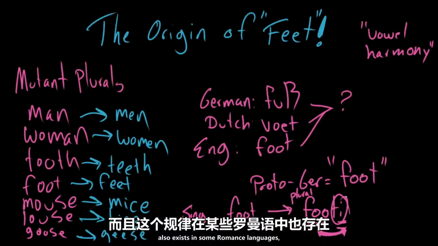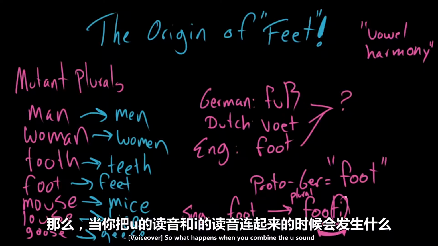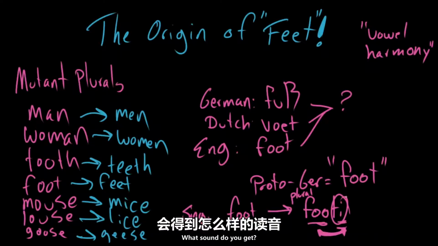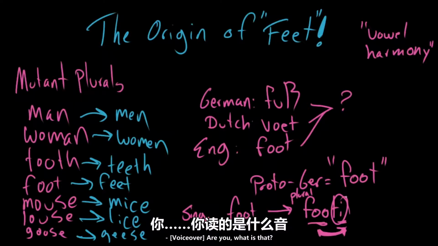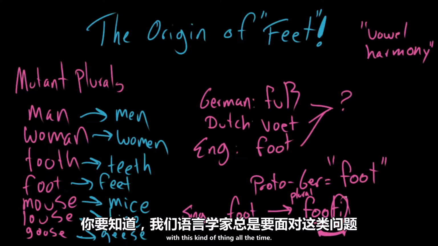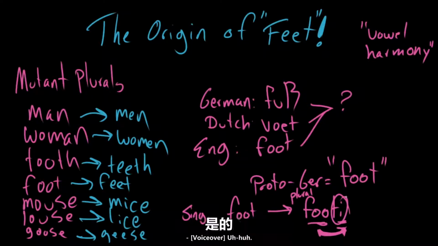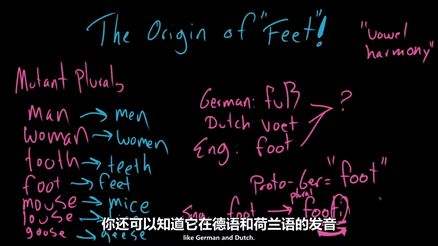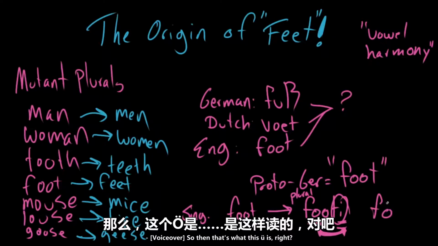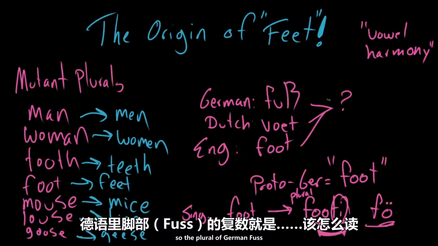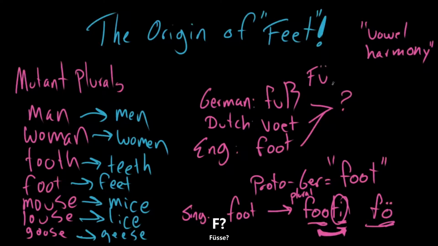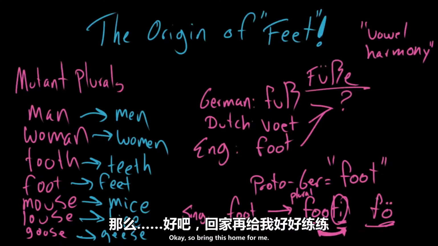It also exists in some tiny Romance languages. So what happens when you combine the U sound with the E sound? What sound do you get? Well, strangely, you get the Ü sound. What is that? The Ü sound. Are you okay? I think I'm okay. You know, we linguists have to deal with this kind of thing all the time. Sorry. We have very strong stomachs. You still get this sound in languages like German and Dutch. So then that's what this Ü is, right? So the plural of German Fuß is what? You said Füße? So bring this home for me.